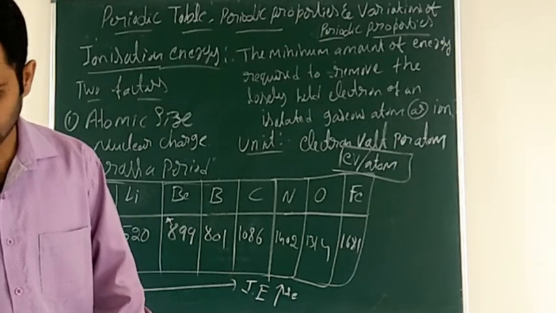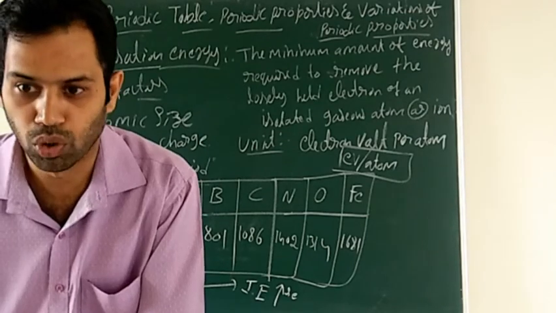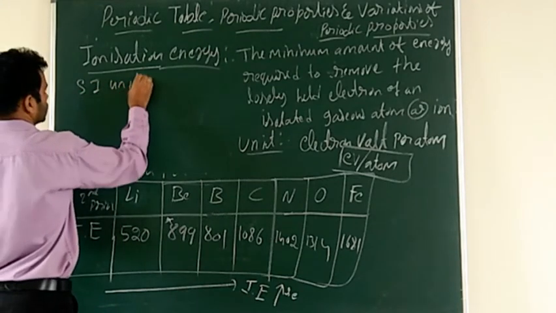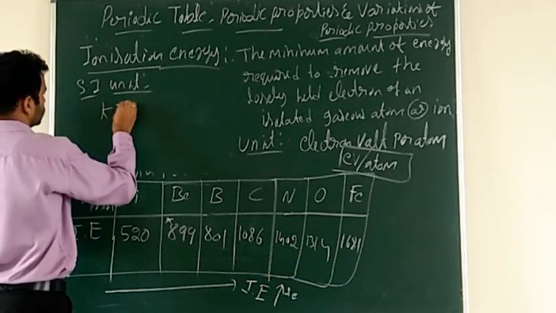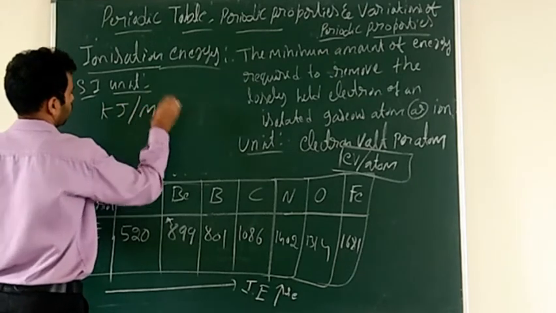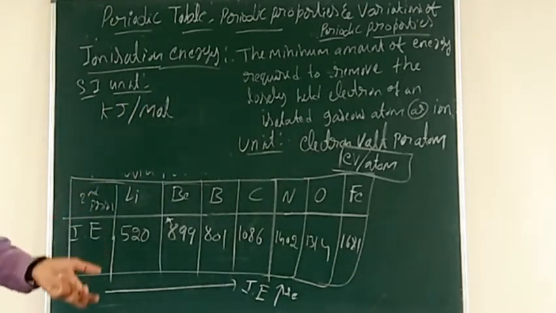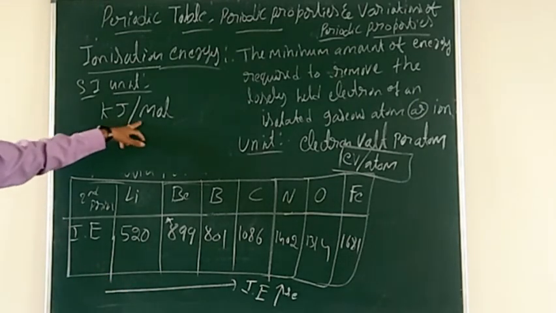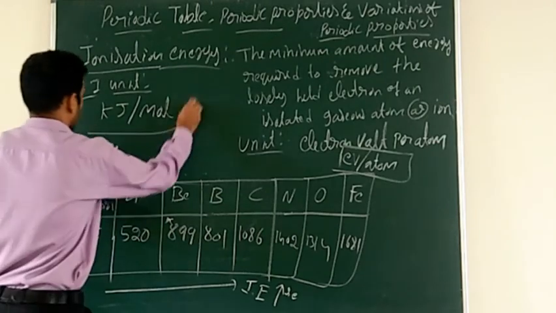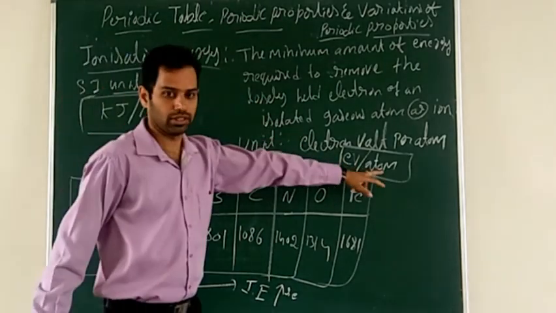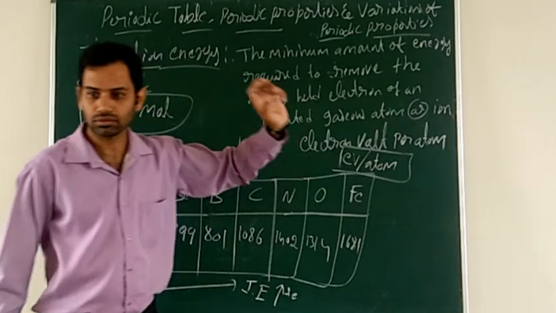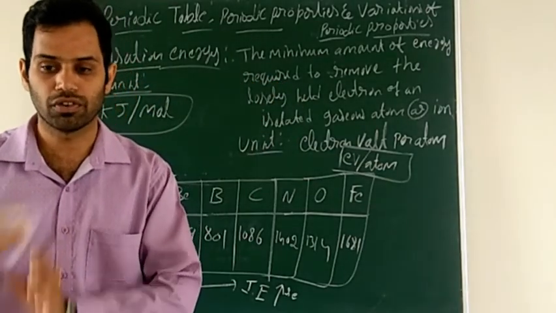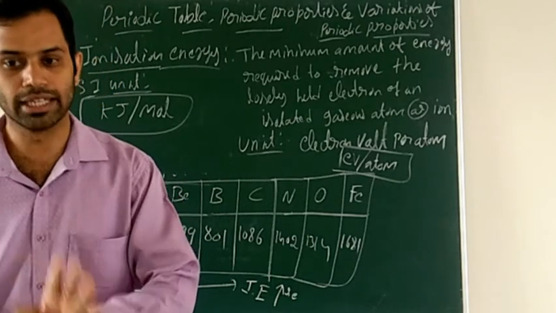And the SI unit is kilojoule per mole, or kilojoule mole inverse. That can also be written there. So these are the SI unit and the unit, electron volt per atom. Okay. So across the period, whether the third, fourth, or fifth period, ionization energy will increase.